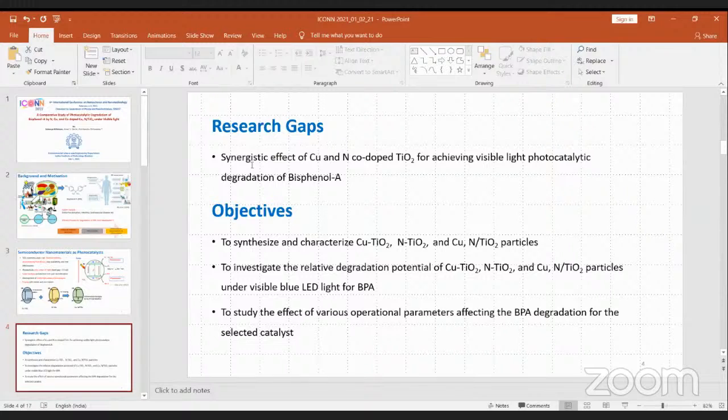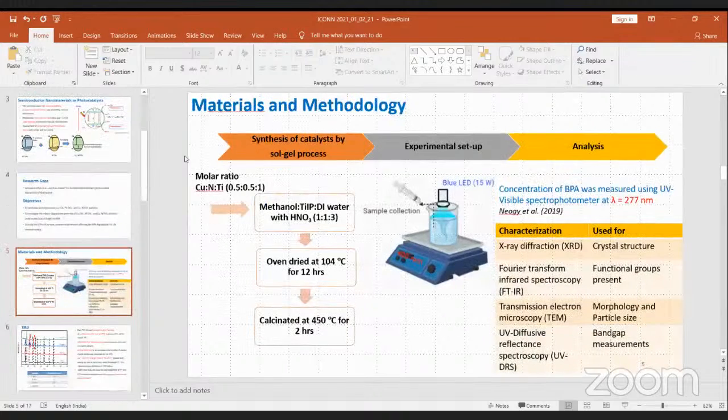So there has been no study on the synergistic effect of copper and nitrogen co-doped TiO2 for achieving visible light photocatalytic degradation of bisphenol A. So based on that, we formulated our objective. First one is to synthesize and characterize these three catalysts and to investigate their relative potential on the degradation of bisphenol A and to study the effect of various operational parameters affecting the degradation.